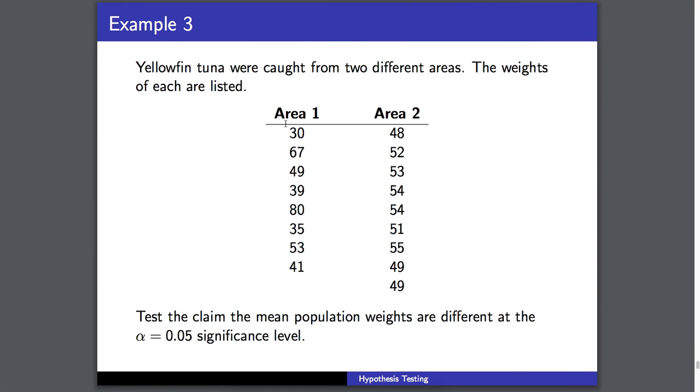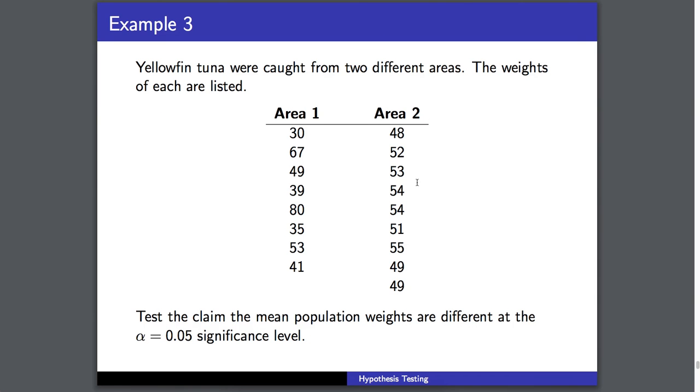Example 3: yellowfin tuna were caught from 2 different areas and the weights of each are listed. Test the claim that the mean population weights are different at the 5% significance level. So we have some values in the first area for weights. We have some weights of the tuna in the second one.